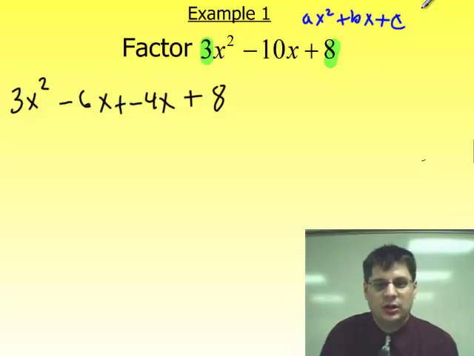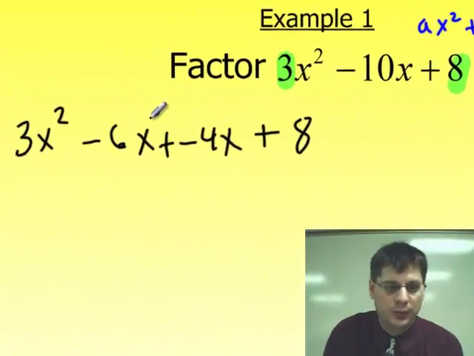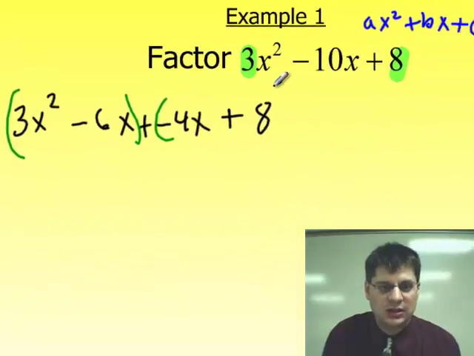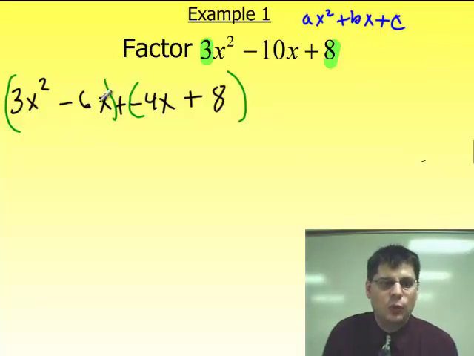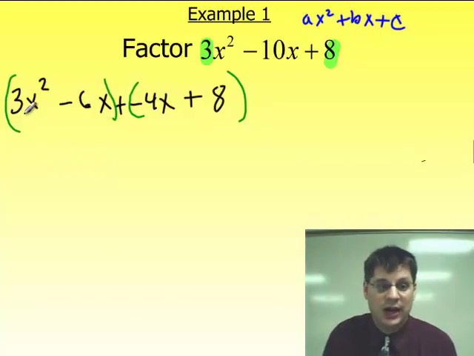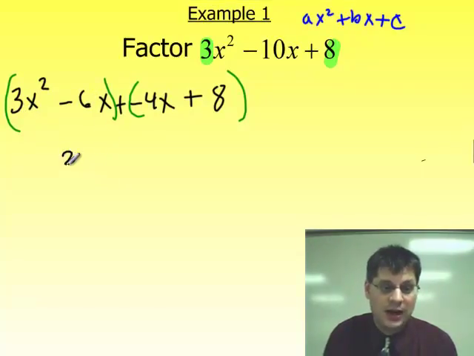So here's where I'm going to start factoring. I'm using a method called factoring by grouping. The reason why I turned this into 4 terms is so I can group the first 2 terms together and then group the second 2 terms together. When I look at this, I'm going to ask, what is my greatest common factor between 3x squared and -6x? And that would be a 3x. They both have at least a 3x. So I'm going to factor out a 3x.